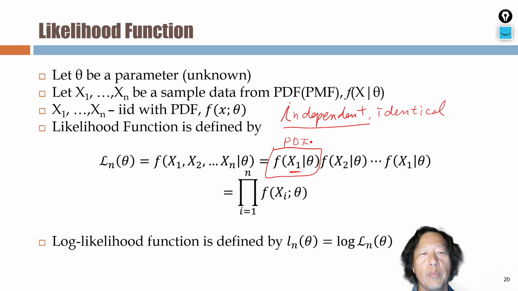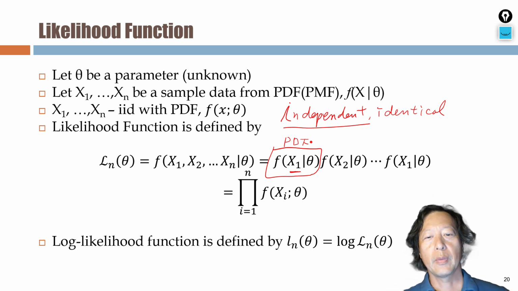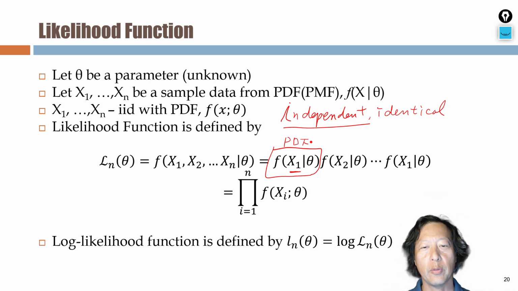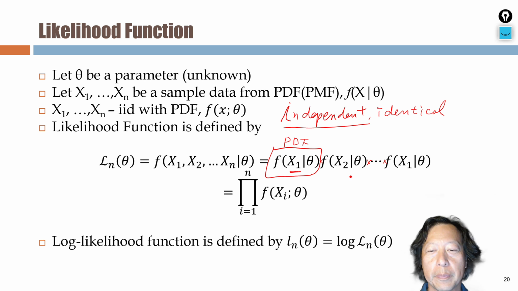Since we have multiple observations, what is the probability we can get x1 from the PDF, and then x2 and x3 and x4. But since these are all independent, we can multiply the probabilities. Likelihood is not a probability, but it's related to probability. So we can simply multiply all the PDF functions, and that's what we define as the likelihood function.